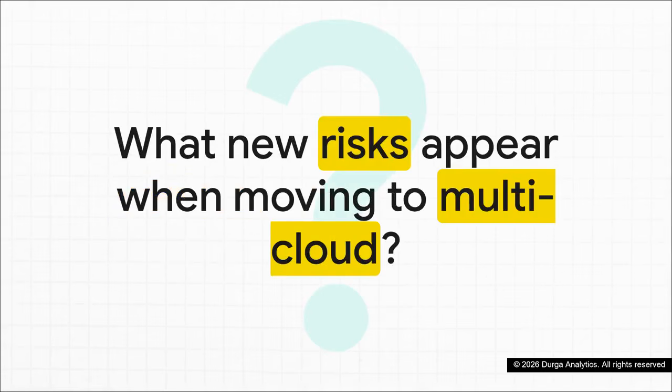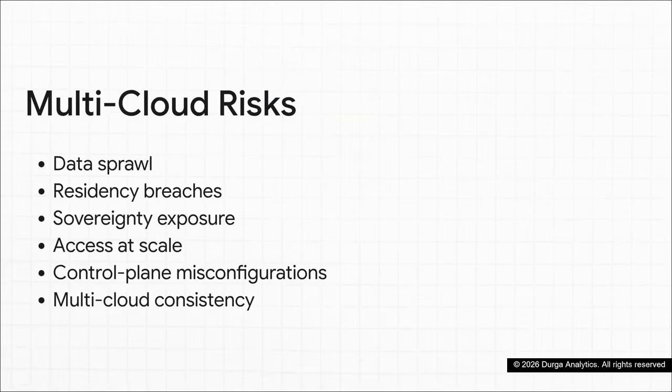If they ask you about multi-cloud specifically, say you're moving trading data across multiple different cloud providers, what new risks do you highlight for them? You immediately call out data sprawl, because data drifts out of sight fast. You highlight sovereignty risks, where data lands in a new jurisdiction and instantly becomes subject to local laws. You mention the very real risk of access at scale errors and control plane misconfigurations. But most importantly, for a multi-cloud setup, you highlight the monumental challenge of requiring consistent policy as code across entirely different cloud provider ecosystems that each operate completely differently.